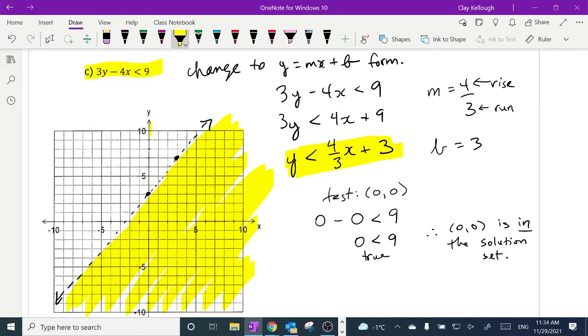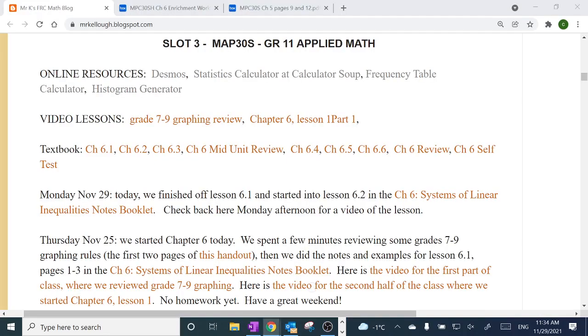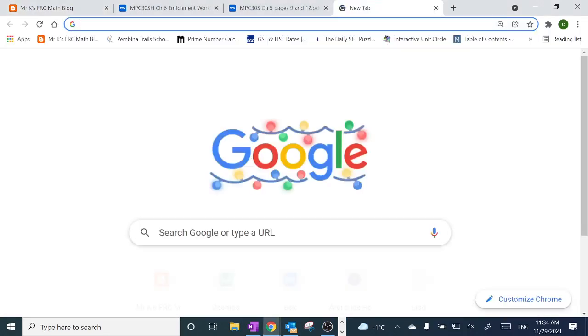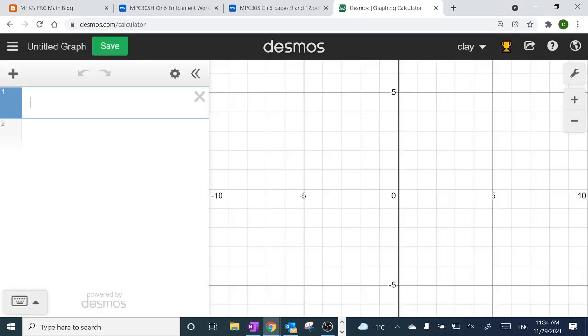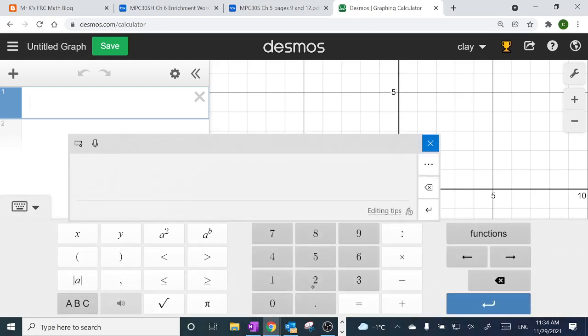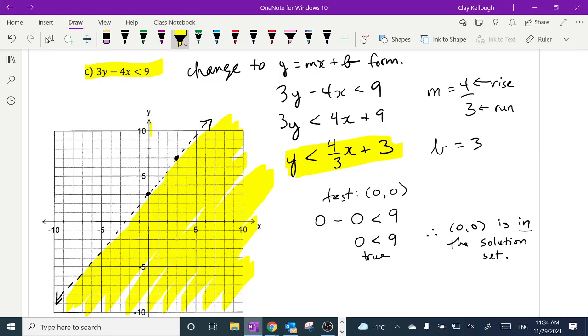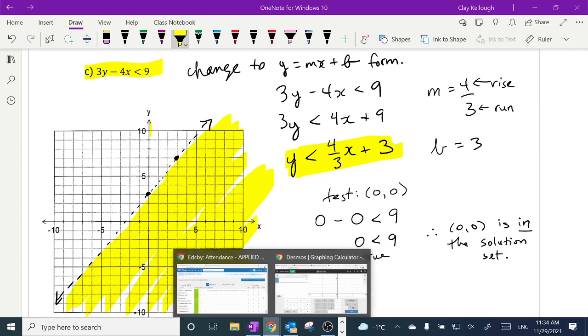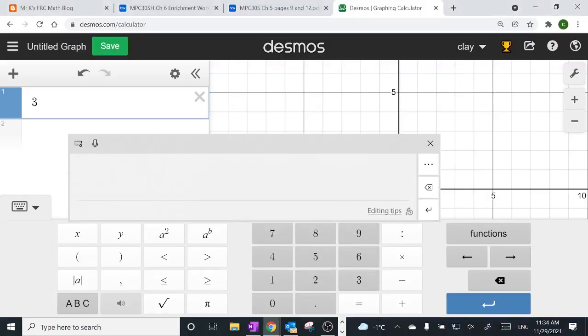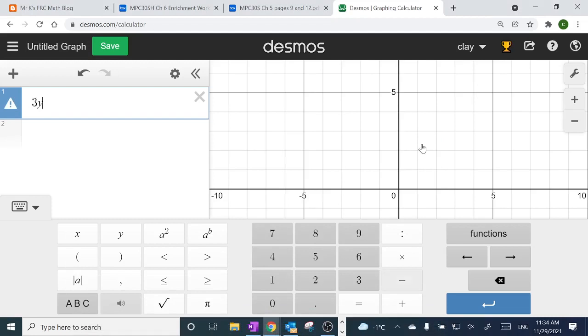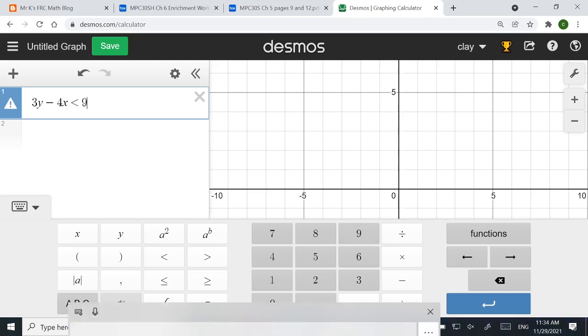On Desmos, here's the way Desmos works. For Desmos, you actually don't need to change it to y equals mx plus b. You can literally type it in exactly the way it was. What was the original equation again? It was 3y minus 4x is less than 9. So 3y minus 4x, and for less than, you can see it right there, is less than 9.